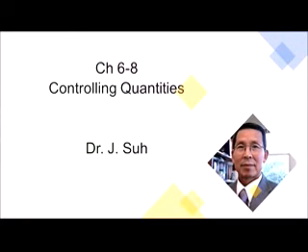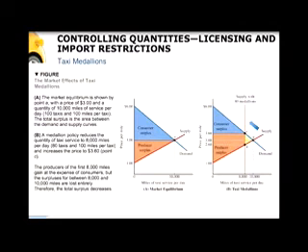Now let's look at a different type of market intervention, controlling quantities. And we see this both when we require licensing for the production of a good or service and import restrictions. A good example of licensing is taxi medallions. In many cities, in order to be able to operate a taxi cab, you have to have a license or a taxi medallion. Now, let's look at the effect of this type of policy.